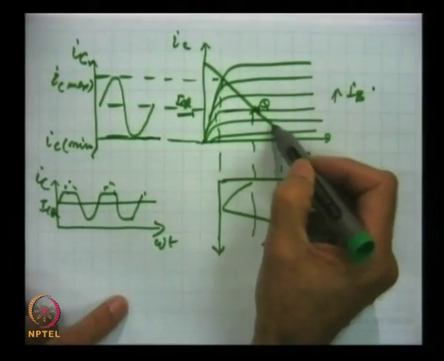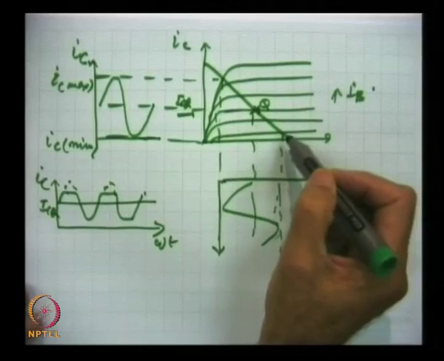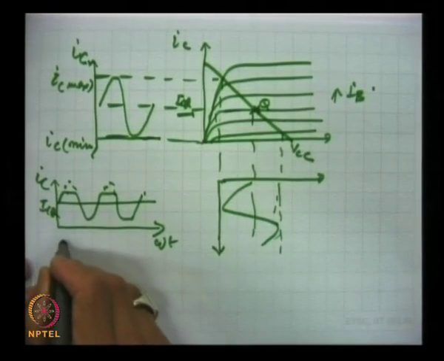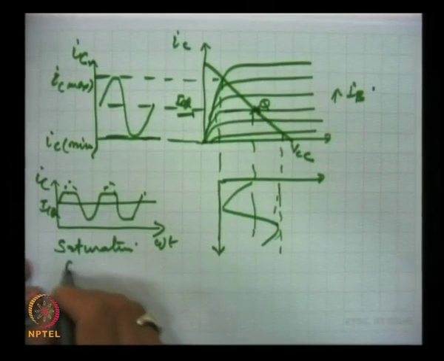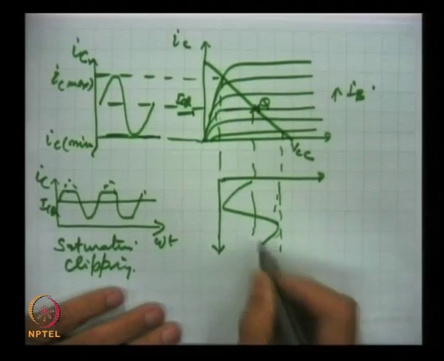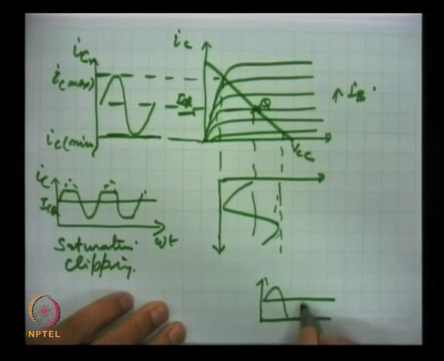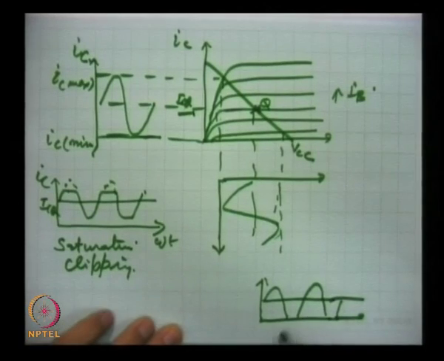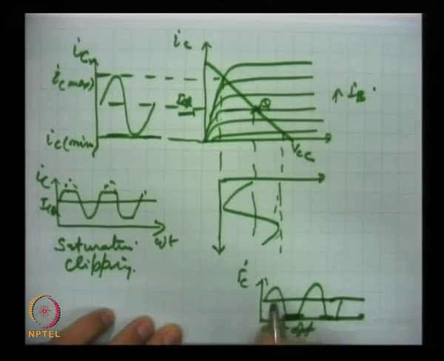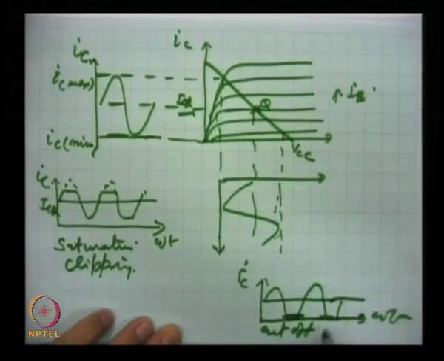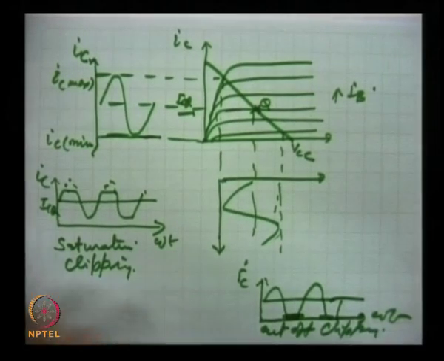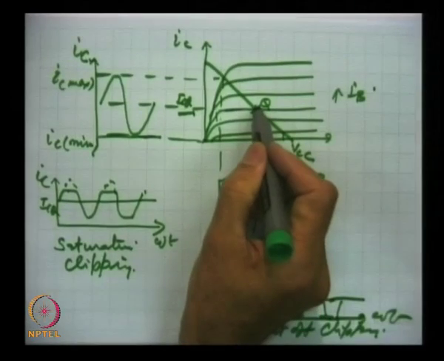Similarly, if we choose the operating point towards the cutoff, then this is saturation clipping, and if it is chosen a little down, then it will be here. This is the cutoff clipping. This is IC, this is omega t, and this is cutoff clipping, the distortion. So, we have to choose the operating point in the center.